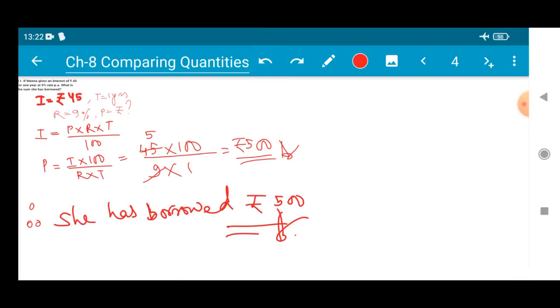Now with this question we are over with exercise 8.3 as well as we are over with chapter number 8, that is comparing quantities. I hope you people understood whatever we did. In this chapter we have dealt with various formulas. So I request you all to remember those formulas, because without the formulas you will not be able to solve any of the sums.